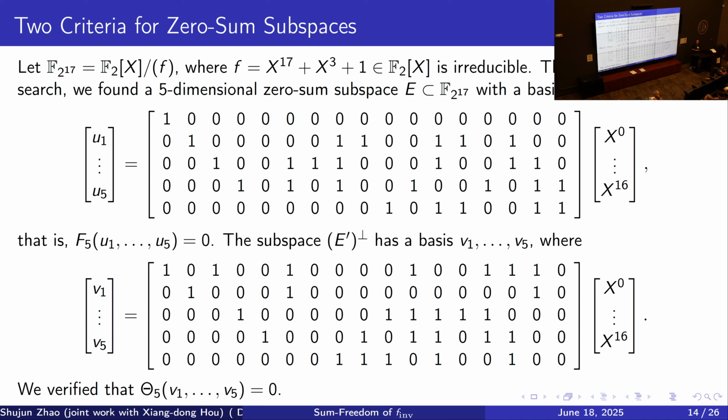Here is an example to show you that these two criteria are essentially the same. Here we take n to be 17, and we use this irreducible f to generate all the elements in F2 to the 17, and we verify that. If we take a subspace E with basis U1 to U5 given here, we can verify this is a zero-sum subspace by evaluating Fk at all the bases of it. And then all the bases of E prime orthogonal are given here, V1 to V5, and when we evaluate theta k at them, it is also 0.